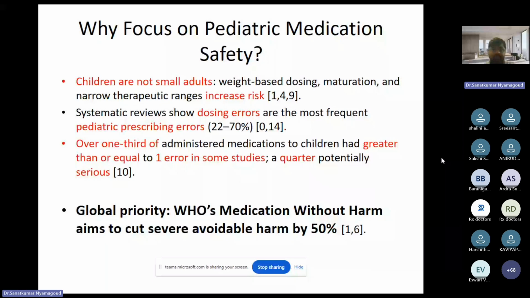And most of the systematic review papers, research papers, say that dosing error is very, very high. One third of the population, as I discussed, has greater than or equal to one error in some studies. And if you see overall, most of them, in one third of the population, quarterly, are completely preventable. Hence, we should have a global perspective.